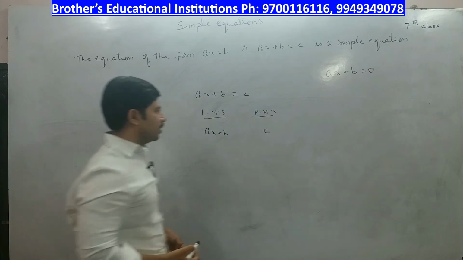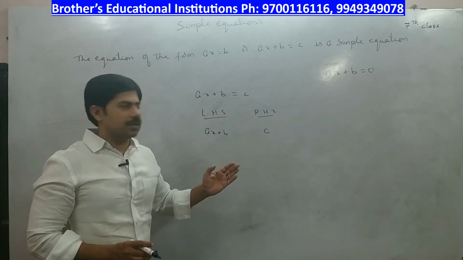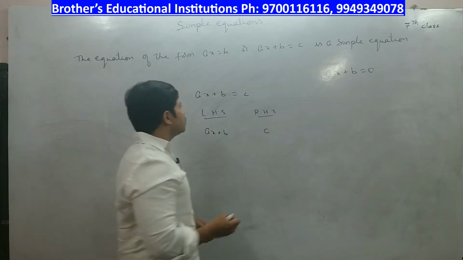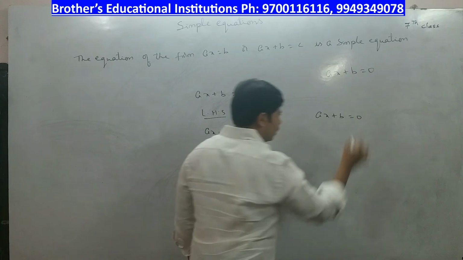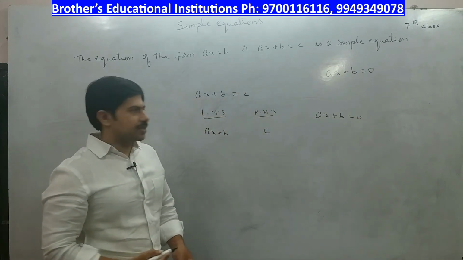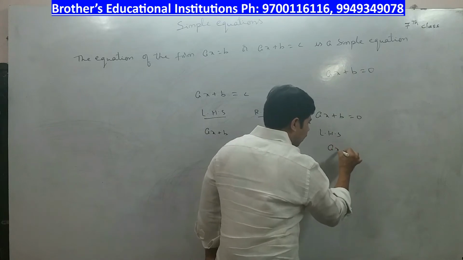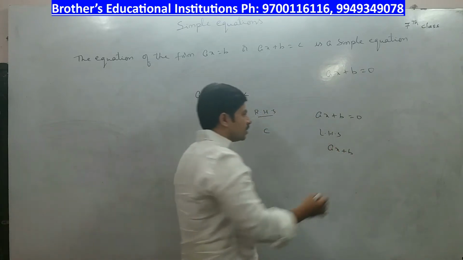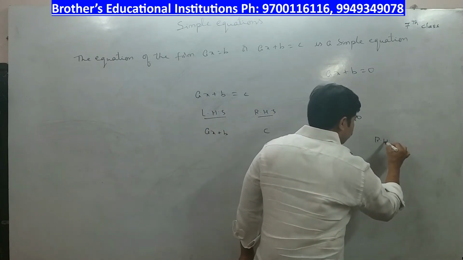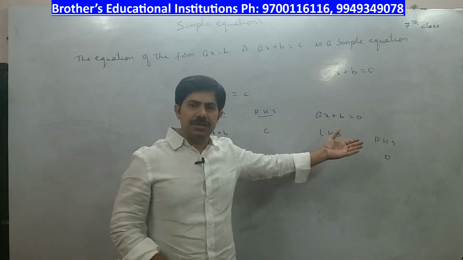So in a simple equation we have LHS and RHS, and suppose we have Ax plus b is equal to 0. Now what is LHS? In this case the LHS is nothing but Ax plus b, right? And what is RHS? RHS is nothing but 0.